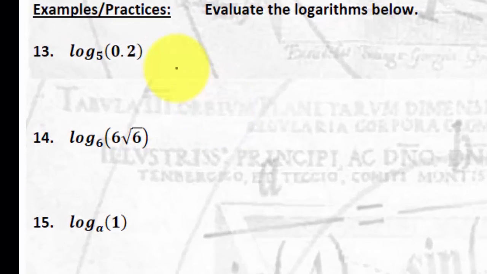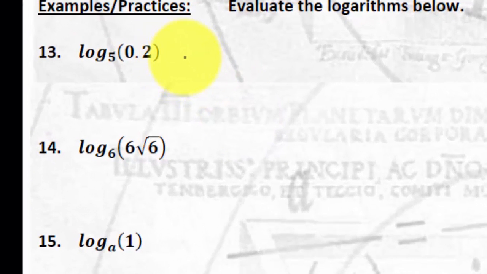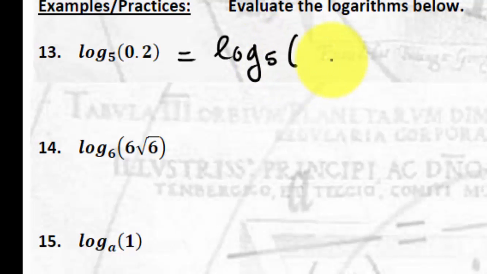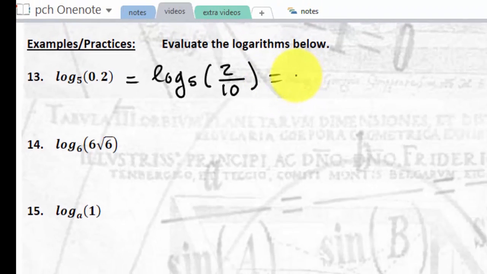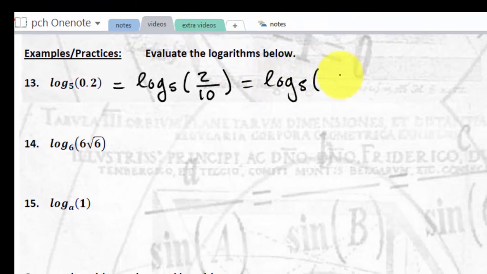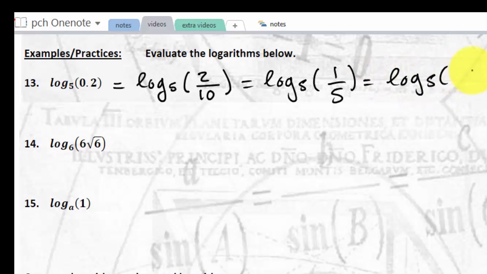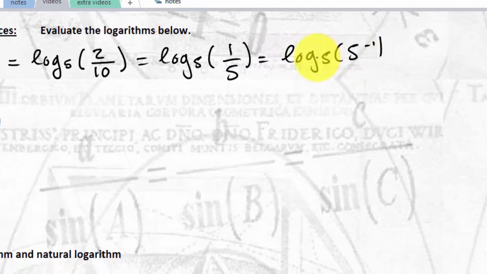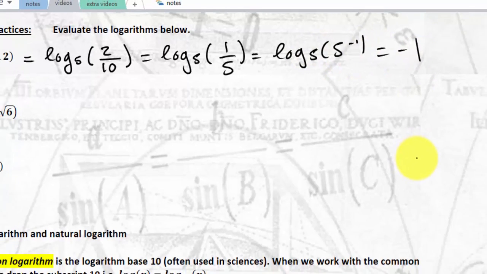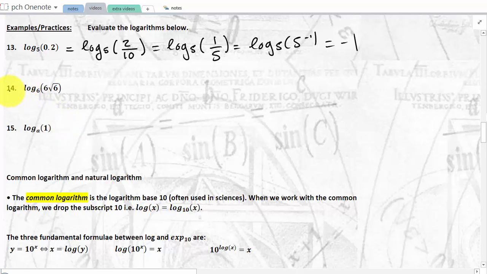All right, number 13. Log base 5 of 0.2. Can I write 0.2 in base 5? Yes, you can. Start by writing the fraction corresponding to 0.2. You don't know it? Okay, fine. 0.2 is 2 over 10, right? Simplify this. This is log base 5 of 1 over 5. Log base 5 of 5 to the -1. Same bases, right? Base of the log and base of the exponential are the same. -1. I'm going to let you do 14.